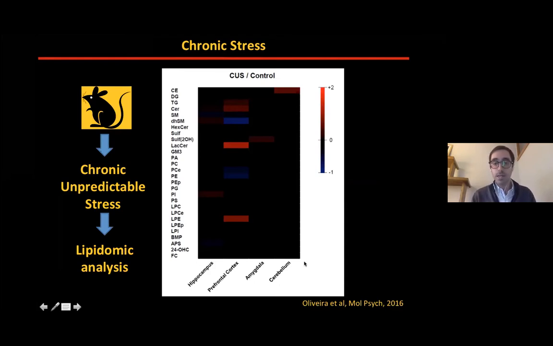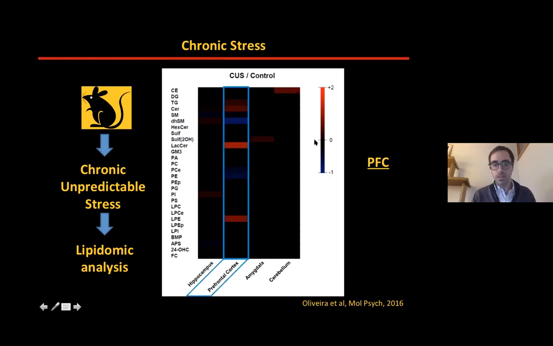Here I'm showing a heat map where each column is a different region and each line is a different lipid class. Wherever it's red, it means it's going up compared to control; wherever it's blue, it's going down compared to control in the stress condition. Overall, the first thing we can see is that the region most affected by stress at the lipidome level is the prefrontal cortex, followed by the hippocampus.